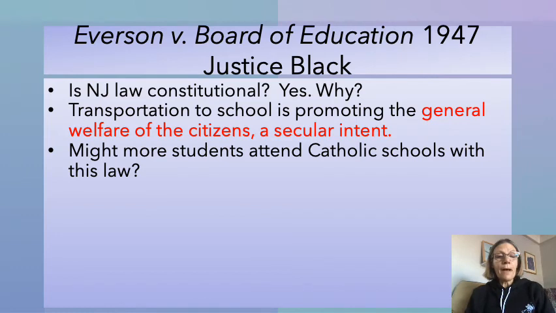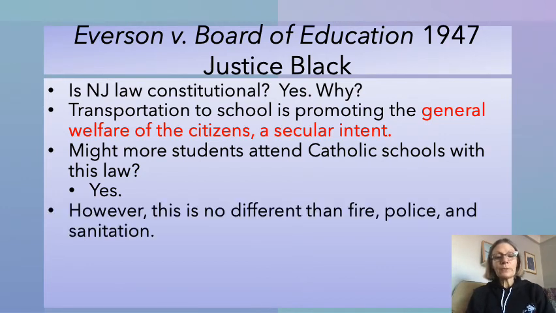He asks, might more students attend Catholic school with this law? And he says, yeah, it is true that maybe more kids will attend Catholic school. But he says that transportation is really no different than the fire department protecting a Catholic school or a religious school, the police department protecting that school like they would any other school, or if pipes burst, then the sanitation officials will come in and fix those pipes.